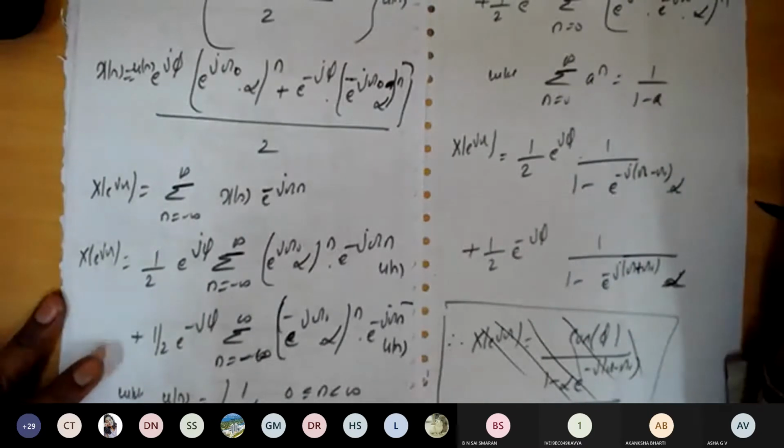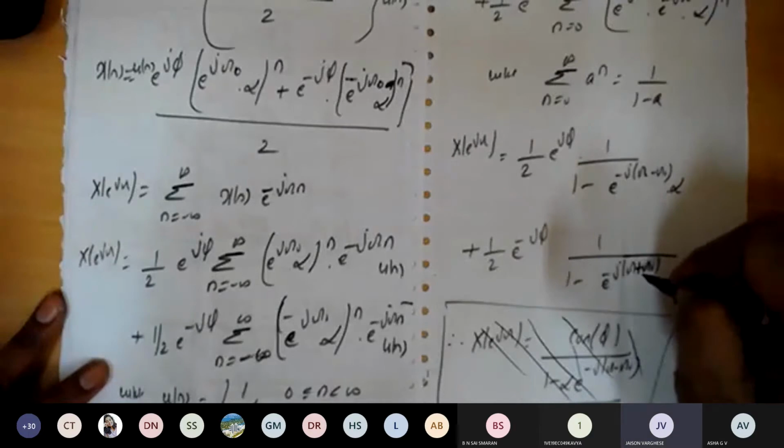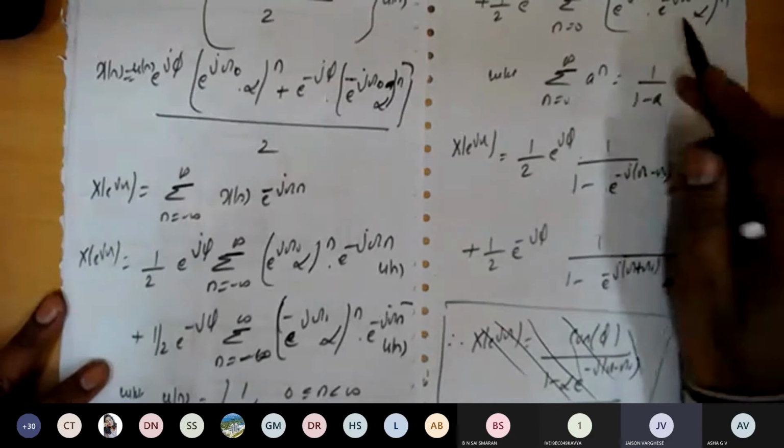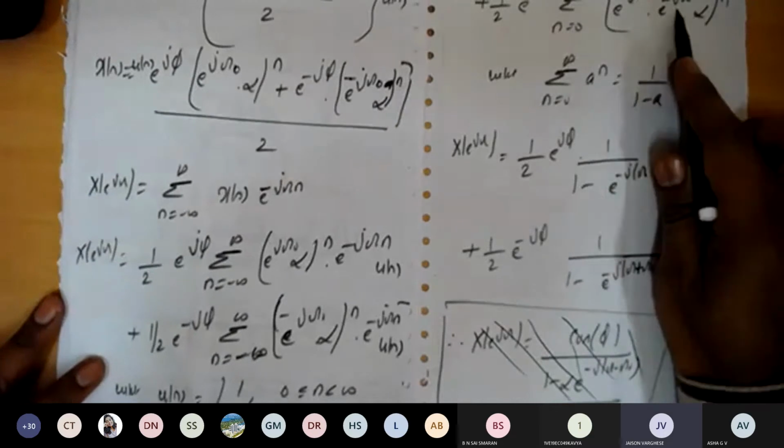The e power minus j omega naught, sir. e to the power of minus j omega naught, above, sir, above, plus omega naught. Yes, sir, for the property.